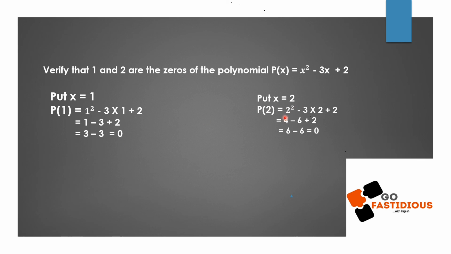So after putting x is equal to 2, I got 2 square minus 3 into 2 plus 2. 2 square is 4, 3 2s are 6 and plus 2 as it is. 4 plus 2 is 6 and 6 minus 6 is 0. It means that 1 and 2 are the zeros of the given polynomial x square minus 3x plus 2, because after putting the value 1 and 2 we are getting answer is equal to 0.